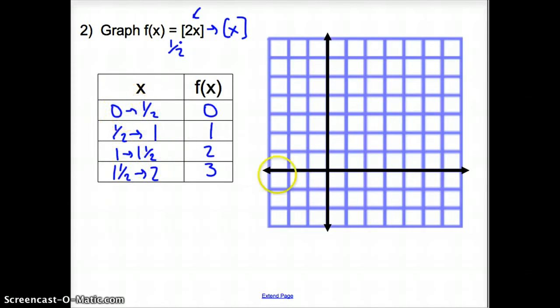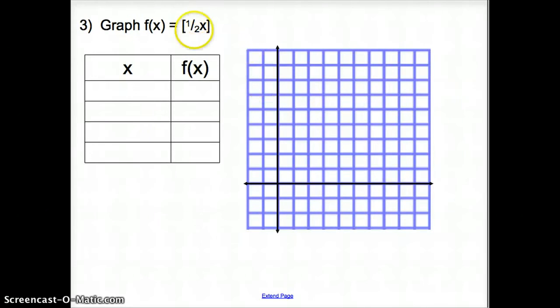Now it's 0 to 1/2, and it's y at 0. So 0 to 1/2 looks something like that. 1/2 to 1, and we're at y of 1. So let's put a point, open circle. And then 1 to 1 and 1/2 at 2, so we put a point, and then open circle. And then 1 and 1/2 to 2, point, open circle. Again, notice that we have the steps going in both directions. They are just shorter steps now.